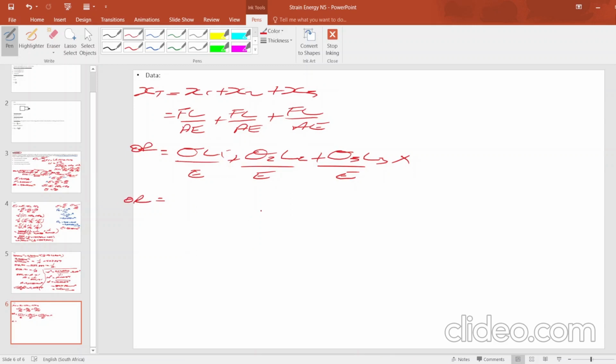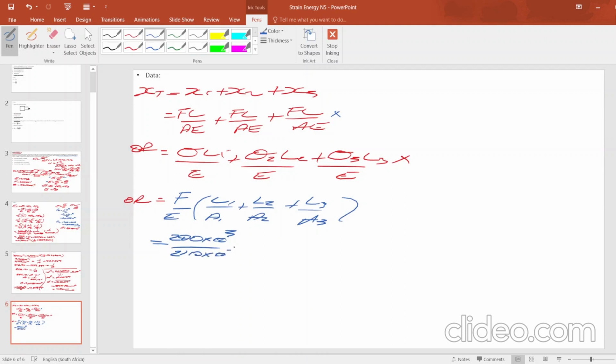Or in solving it, you can use this one from this formula here. You can take out the common factor, and the common factor on this formula is F, and another common factor at the bottom is E. Then I'm having L1 over A1 plus L2 over A2 plus L3 over A3. Right. Now, we've already calculated this one: 200 times 10 to the power 3 over 210 times 10 to the power 9. It's a giga.